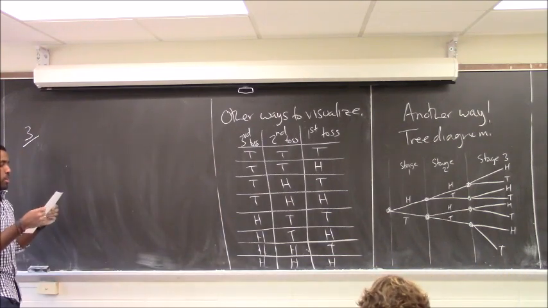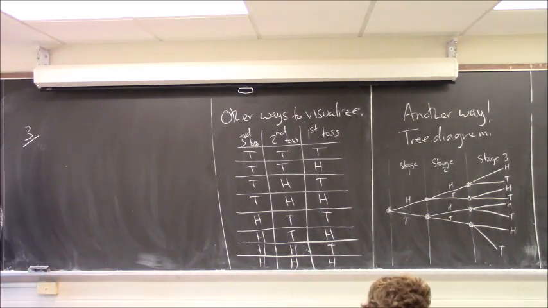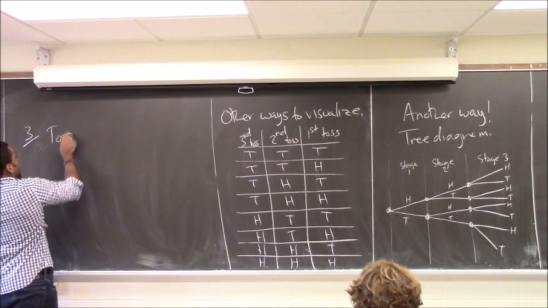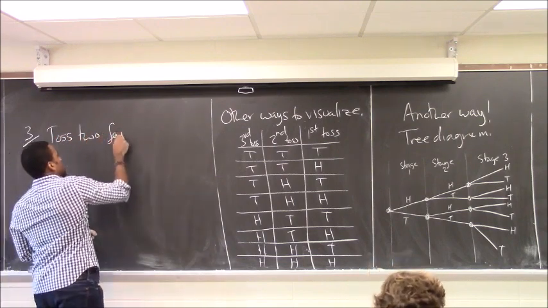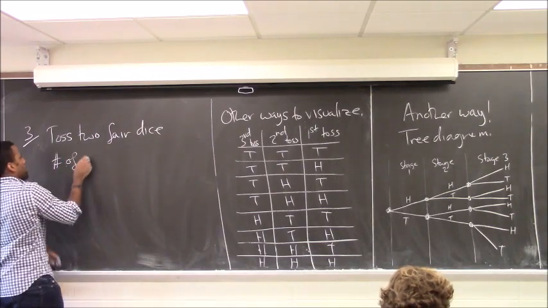You toss 2 fair 6-sided dice. How many possible outcomes? 36. So, toss 2 fair dice. Number of outcomes.